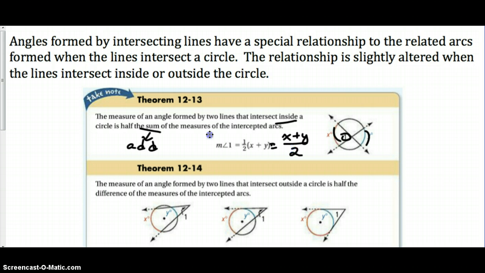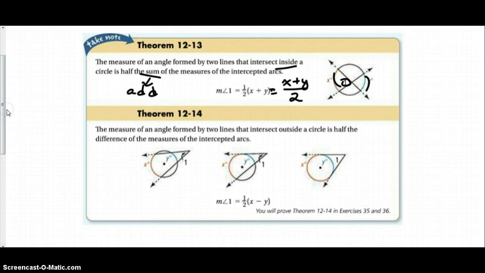The second situation is when the two lines intersect outside the circle. In the diagram, we've got three different possibilities. You have two lines that intersect the circle at two specific points. You have one line that intersects the circle at 2 points, and another line that is a tangent line. And then you have two tangent lines.